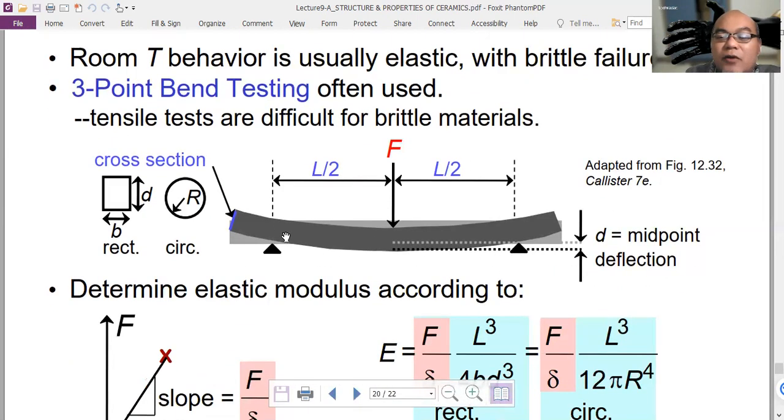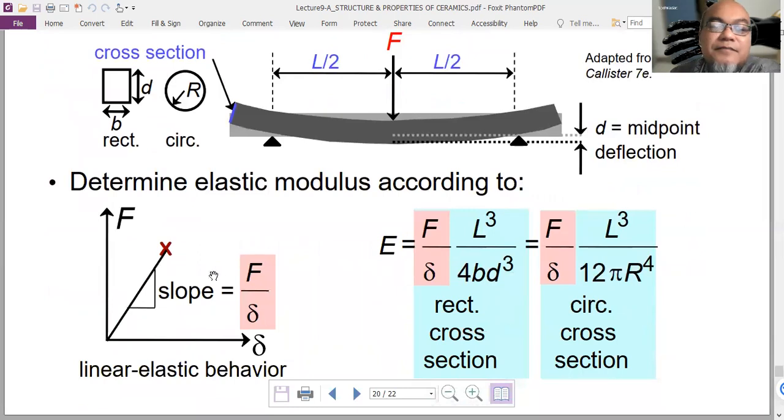Two points here are supported by, let's say, this triangular support, right? And a force is applied at the middle of the beam. So this is D, and it will deflect the ceramic beam, the midpoint deflection. Then we can draw the graph of the force as a function of this deflection, delta. And the Young's modulus formula is calculated from F over delta, the slope.